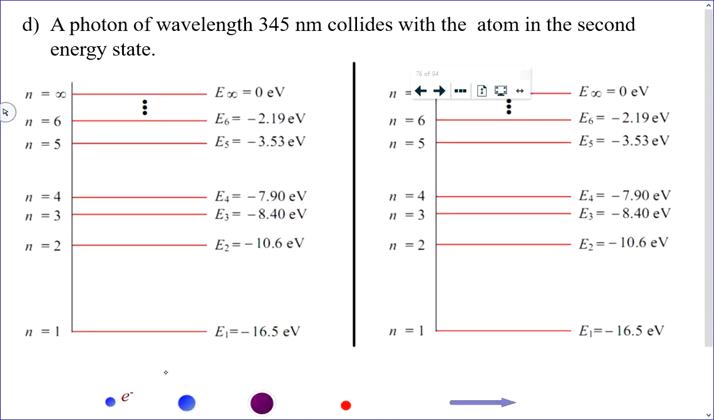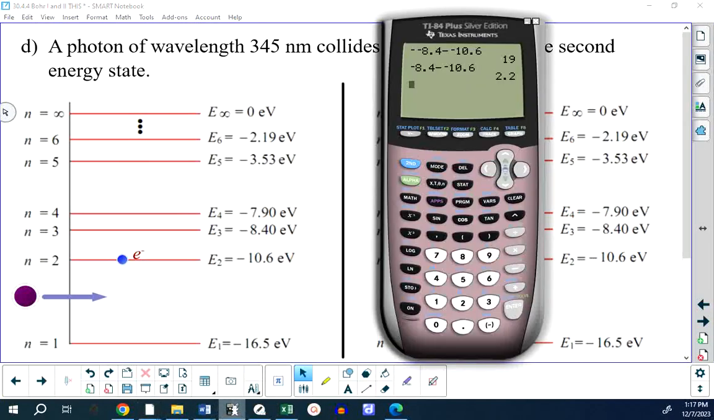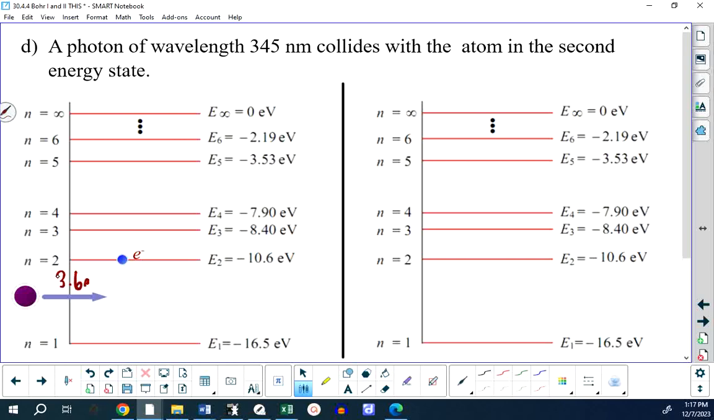A photon of wavelength 345 collides with an atom in the second energy state. Look at that. My electron now is blue. No idea why. Electrons have no color anyway, so it doesn't matter. And 345, that's ultraviolet. That's less than 400. And we would need to know how much energy that is, which would be 1242 divided by 345, 3.6 eV.